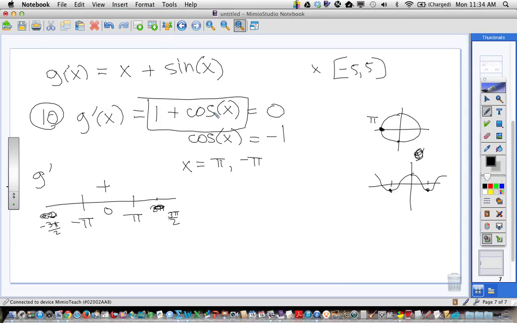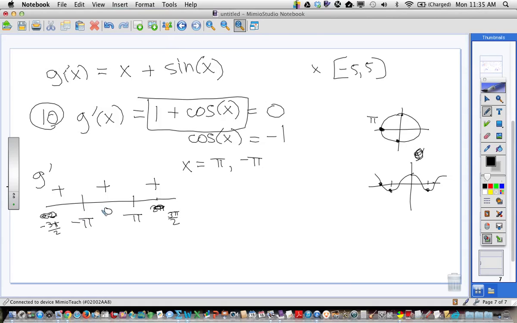Let's do 3 pi halves. What's cosine of 3 pi halves? Isn't that 0? Cosine of 3 pi halves is right here. That's 0. 1 plus 0? Positive. Let's put in negative 3 pi halves. Oh, that negative 3 pi halves is still 0. Negative 3 pi halves is right over here on the cosine graph. 1 plus 0 is, oh, what's that tell you? Those are flat spots, aren't they?